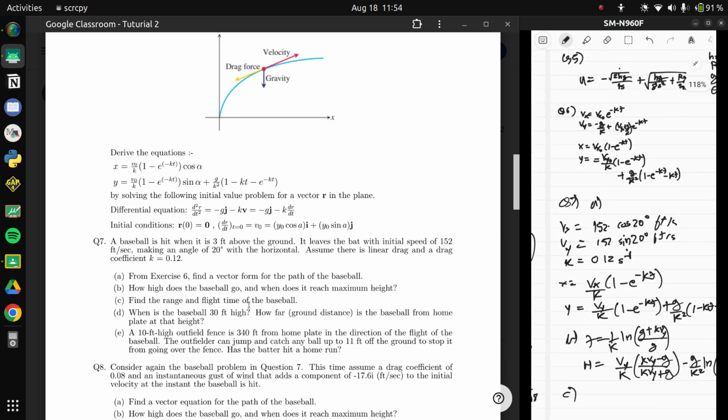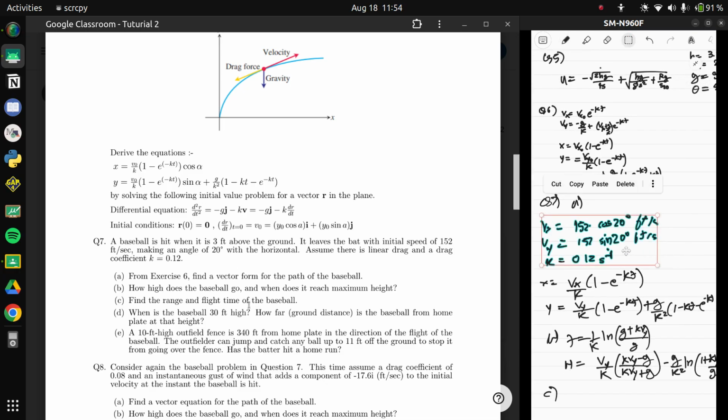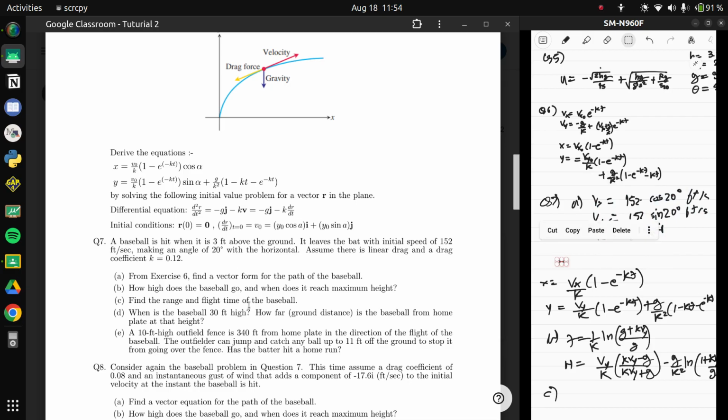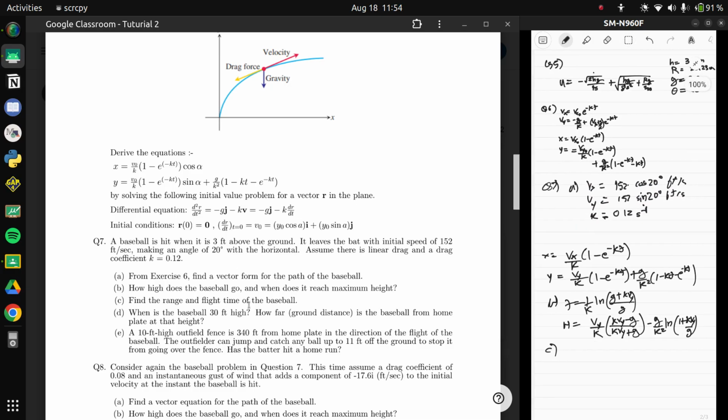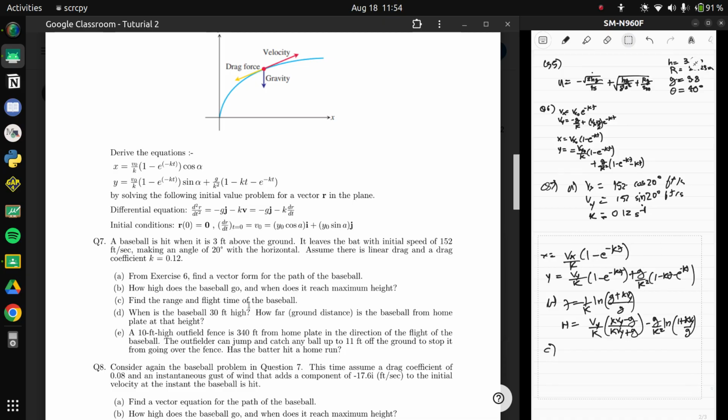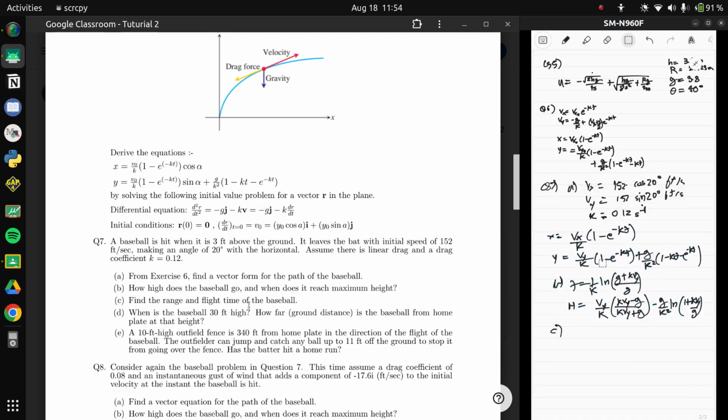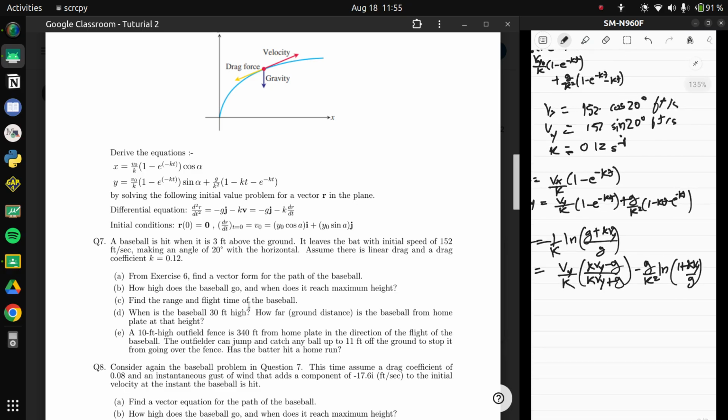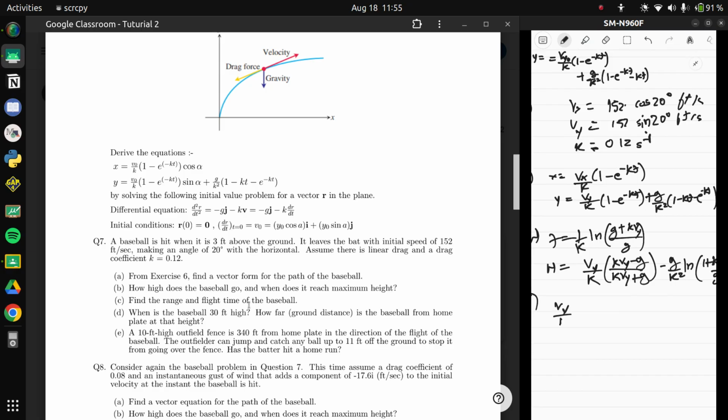Okay, fine. These are our fundamental values to calculate everything with. These are our equations. Right, but part C is: when is the baseball 30 feet high? Oh no, so we have to find the range in flight first. Sure, so when is this going to be 0? That's the question. So we will just have Vy upon k.